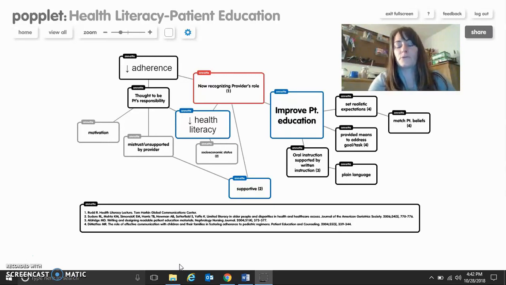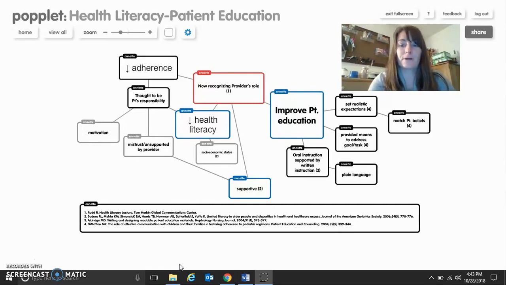Again, the goal is to improve patient education by recognizing the provider's role. If we really want to increase adherence, we need to make sure that the provider recognizes their responsibility and does everything in his or her power to recognize health literacy and improve outcomes for the patient.